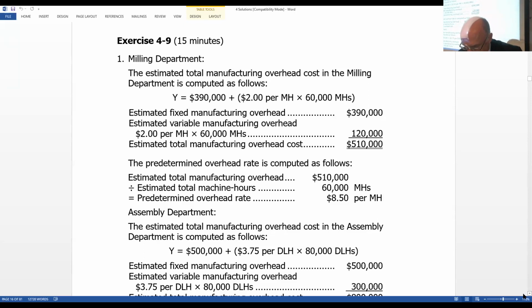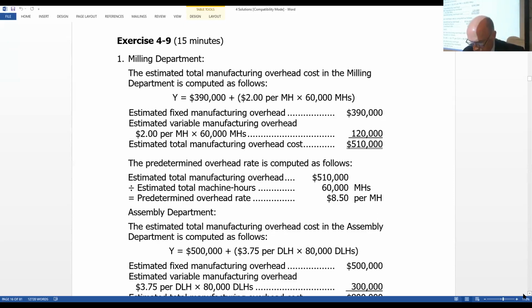The milling department bases its rate on machine hours because the milling department uses machines. The assembly department bases its rate on direct labor hours because in assembly, you have people that assemble stuff. At the beginning of the year, the company made the following estimates for the 2 departments. Direct labor hours, it's only 8,000 in milling because that's mostly machines. In assembly, it's 80,000 because that's mostly people.